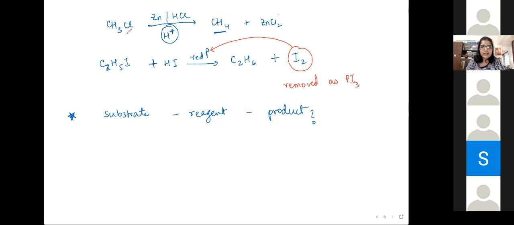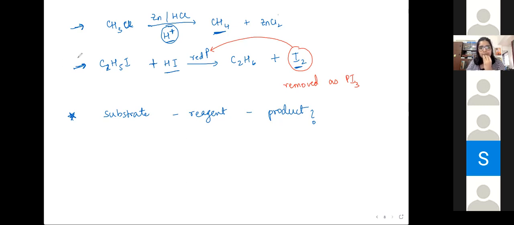If I'm given an alkyl halide, treat it with acid, the defining thing is H+. So H+ is going to take the place of whatever halide is there. So I'm going to get an alkane. If I treat it with HI in the presence of red phosphorus, the red phosphorus is there to take away the iodine. So you can figure out that if iodine is gone, then the remaining hydrogen is going to be substituted over here. So you can think of it, remember or form patterns that way.